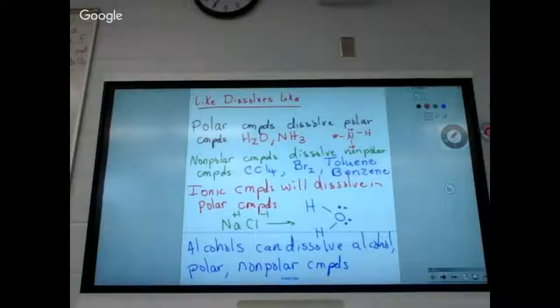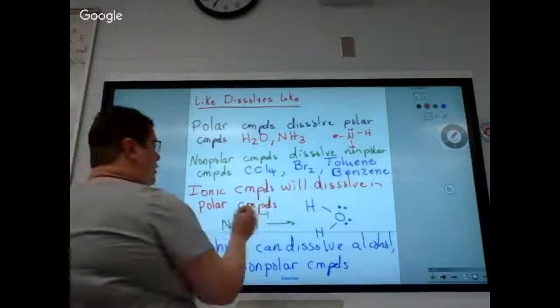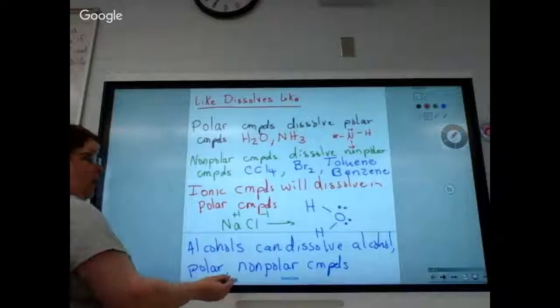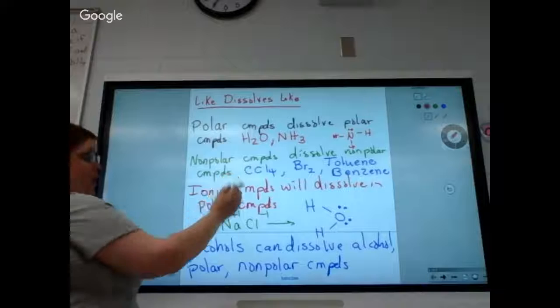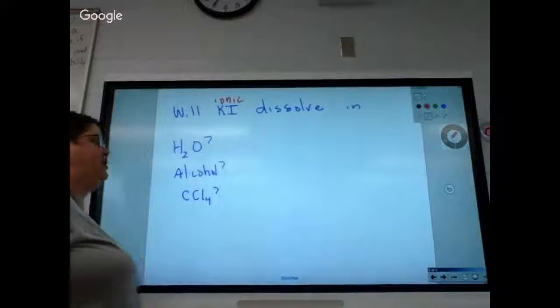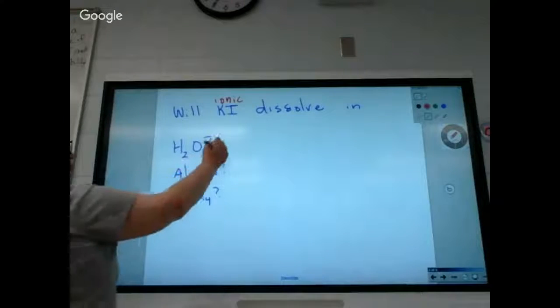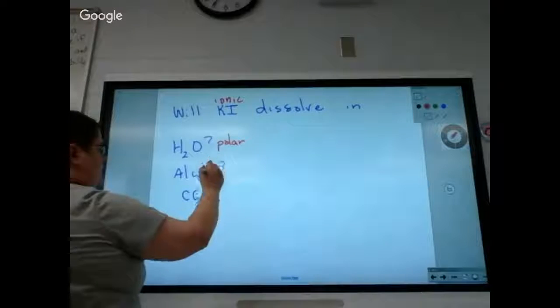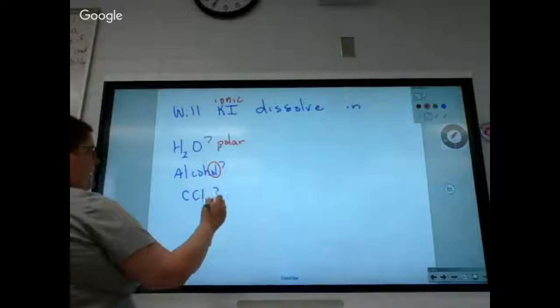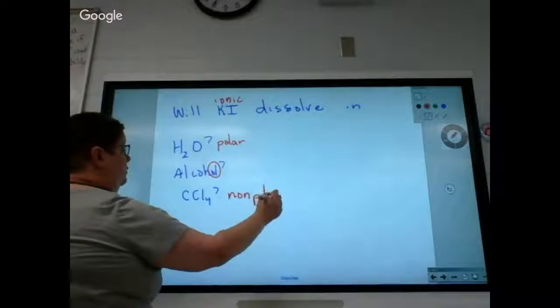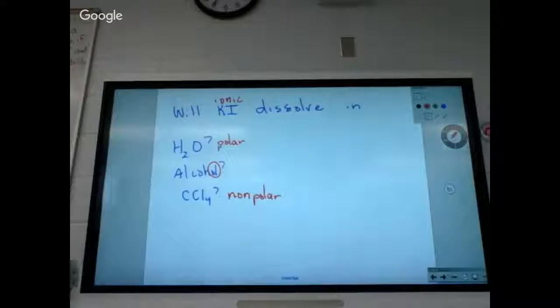Now, when you look at the rules, what do ionic compounds dissolve in? Do they dissolve in polar liquids? Yes. Ionic dissolves in polar, but that's it. Does it dissolve in an alcohol? No. Does it dissolve in non-polar? No. So when you go back over here and I ask you the question, what is water? Is it polar, non-polar, or an alcohol? It's polar. This was an alcohol, and CCl4 is what? Non-polar.